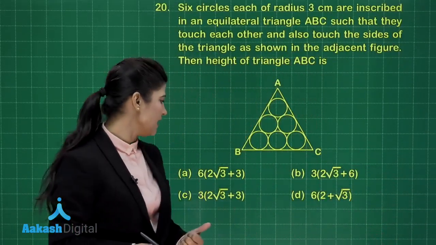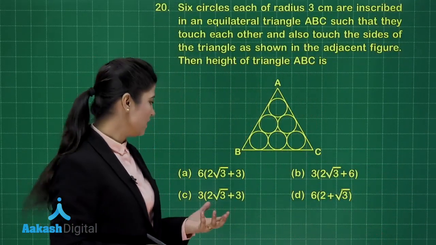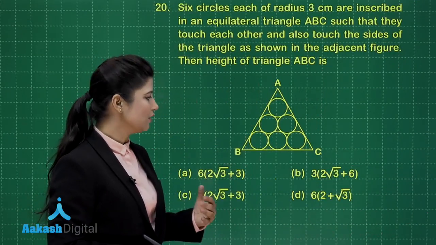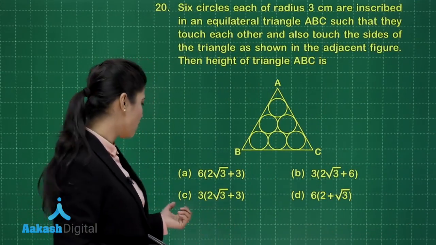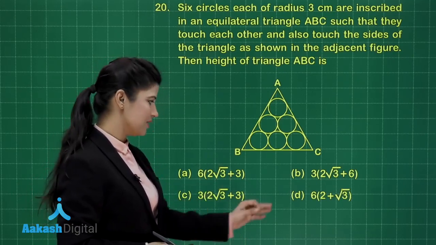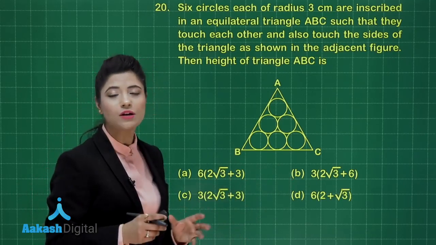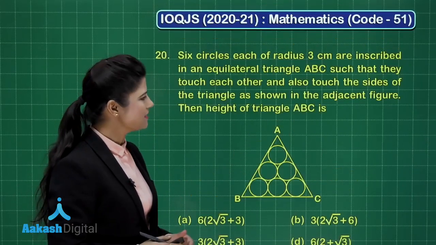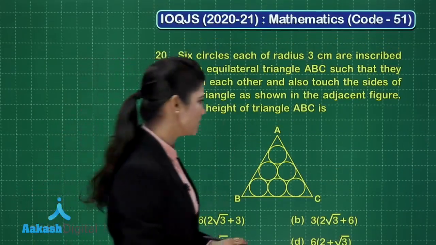The first option A is 6 into whole 2 root 3 plus 3. Option B is 3 into whole 2 root 3 plus 6, while option C is 3 into whole 2 root 3 plus 3, while option D is 6 into whole 2 plus root 3. So let's get started with the solution of this question.